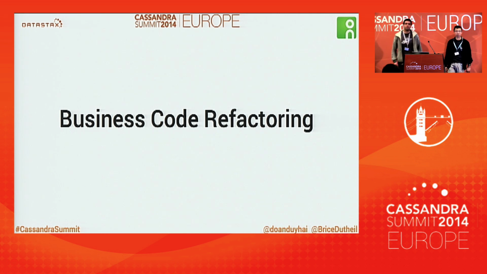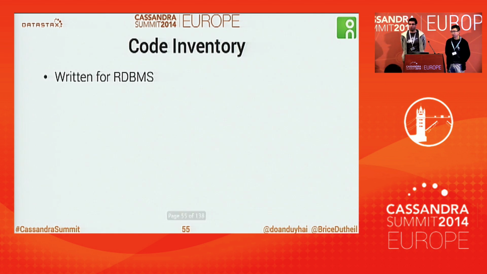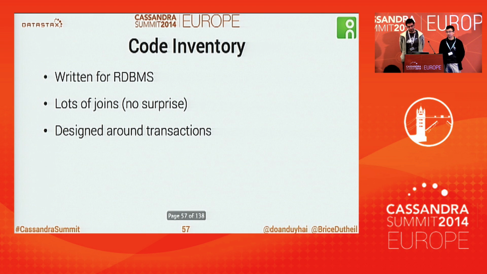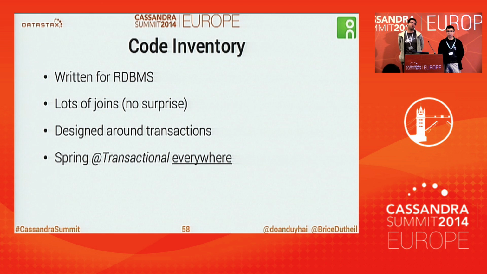So that's the migration strategy. Let's go to the code inventory. As I said, it's written with a relational database in mind, and that means there are relations, hence joins, a lot of them. And of course, it's an ACID database, so we have transactions, and Spring is used everywhere. So we have the nifty @Transactional annotation everywhere.